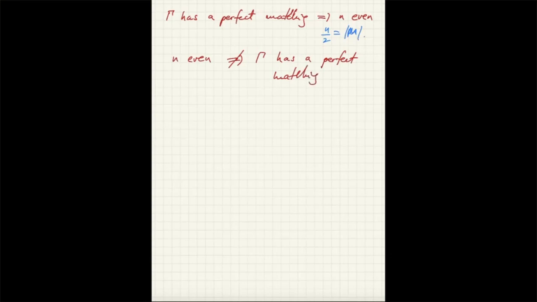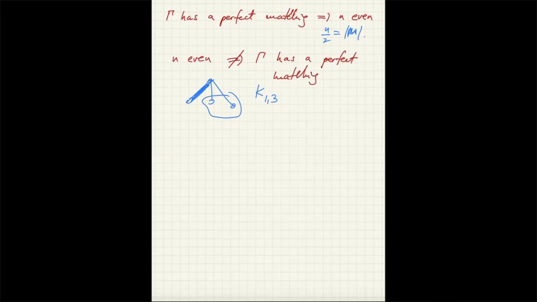And there are many examples. The simplest one: consider the complete bipartite graph K_{1,3}. It has 4 vertices, but it doesn't have a perfect matching. Once you use one edge, there's no edge between the two remaining vertices. Okay.